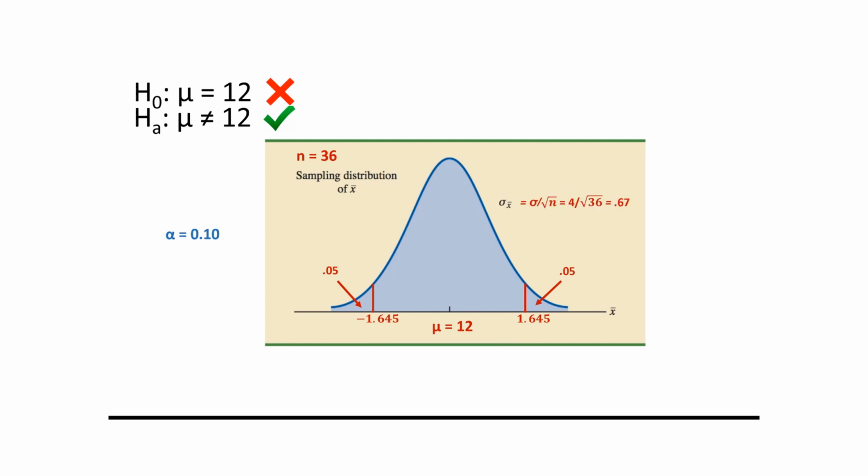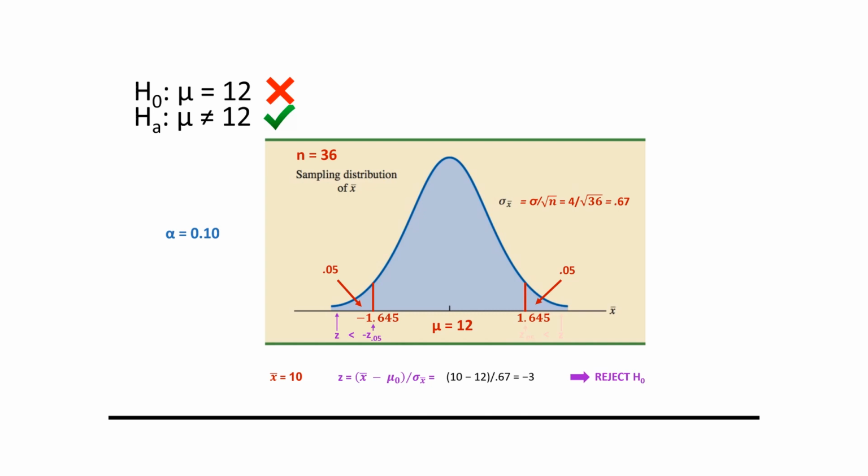1.645. Assuming we know the value of the population standard deviation sigma, we can compute the standard error of the mean. Let's say we get a sample mean of 10. How far from 12 is 10 in units of standard error? We find that our z value is equal to minus 3, which is less than minus 1.645, and that gives us ground to reject H naught.